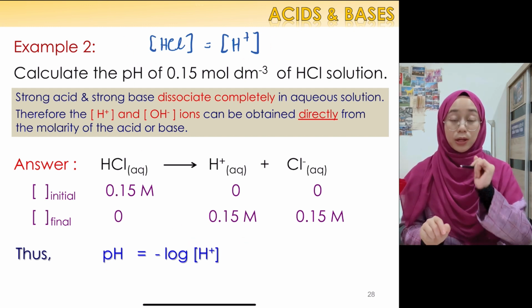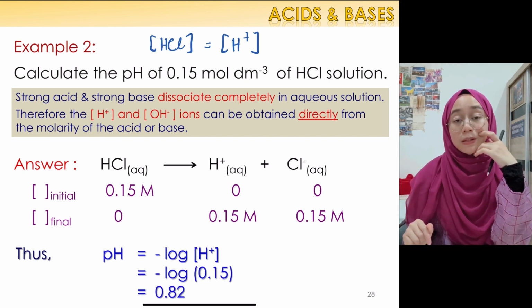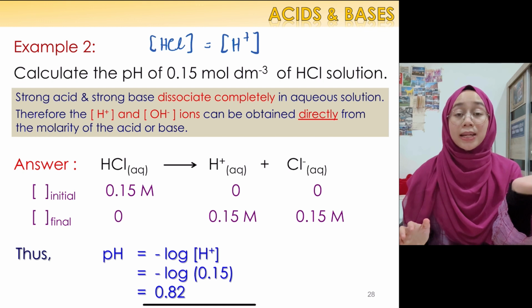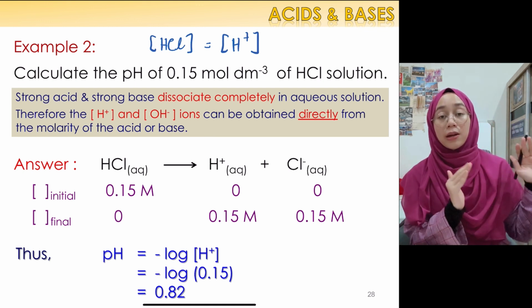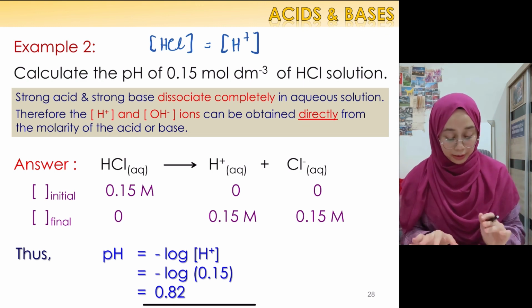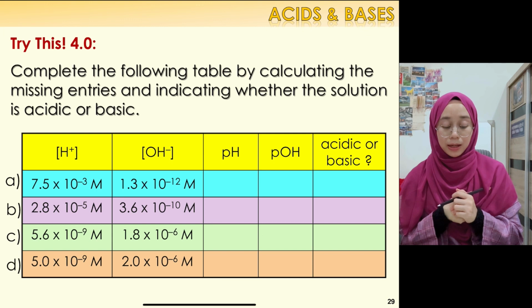So pH equals to negative log H+. So kita masukkan value 0.15 tadi, so kita akan dapat 0.82 kat sini. So it does make sense untuk HCl, which is a strong acid, to get a very low pH value. Okay, right. So you can try this 4.0 kat sini kelas.